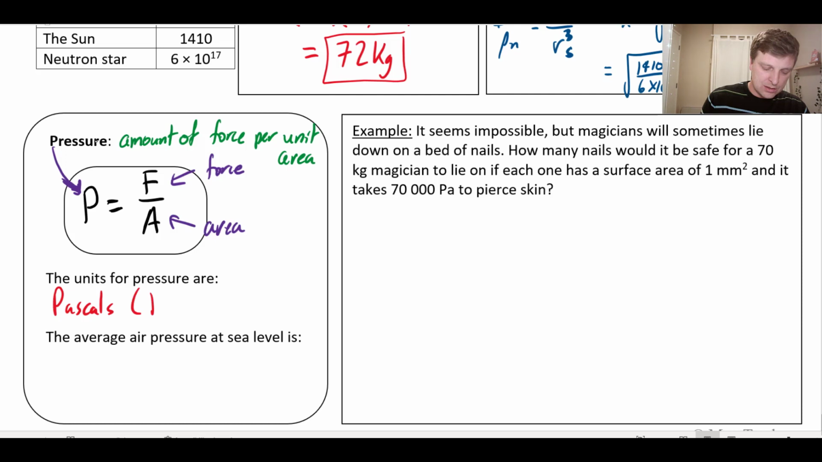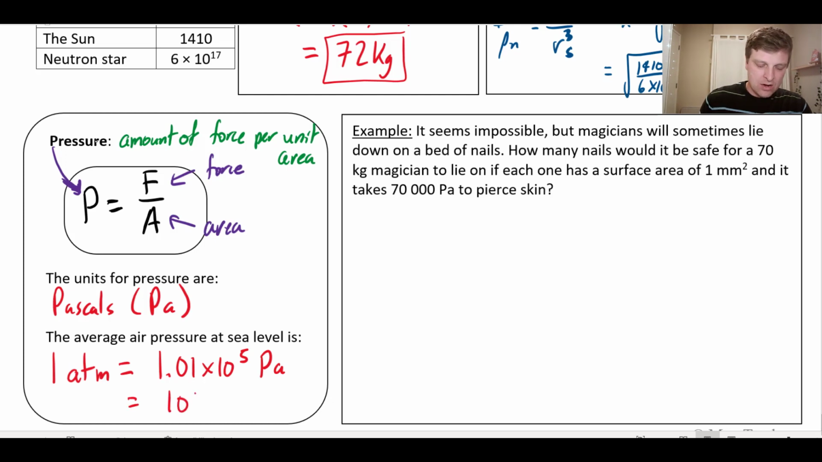Okay, which is just capital PA for our abbreviation. So a pascal would be the same as 1 Newton per meter squared. And the average air pressure at sea level, we sometimes define that as 1 atmosphere, and you might see that in chemistry or physics courses. 1 atmosphere is 1.01 times 10 to the 5 pascals, which is like 101 kilopascals. So that's just kind of a useful number to have in your mind.